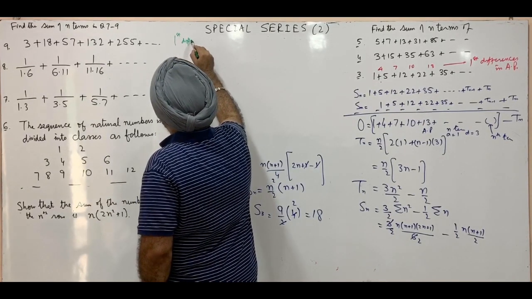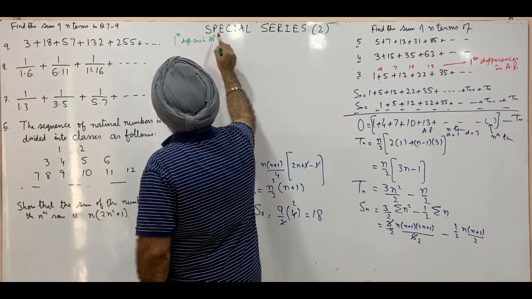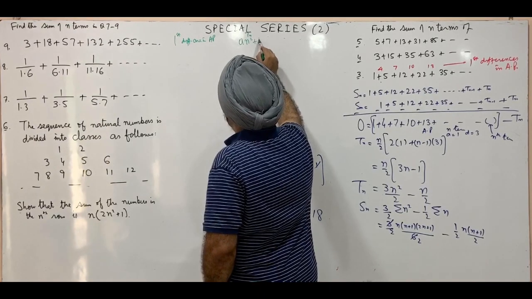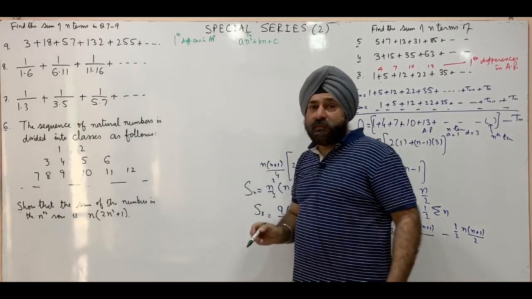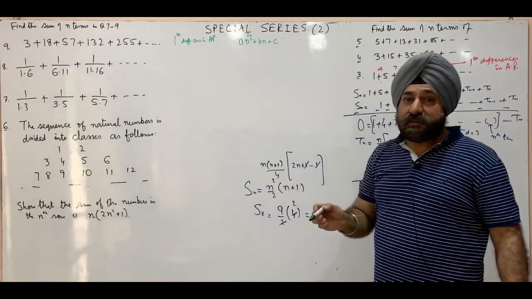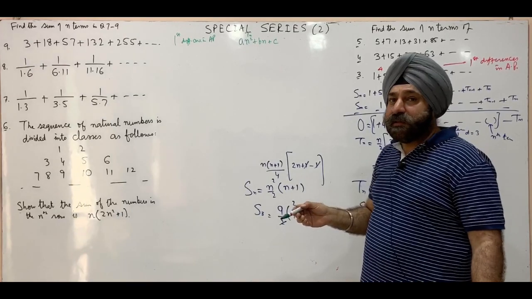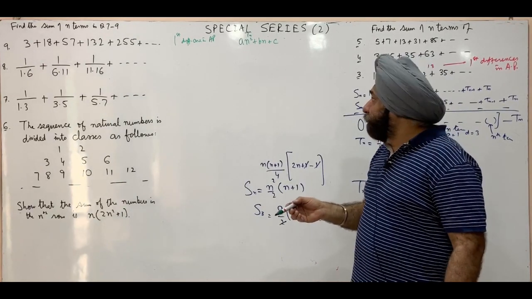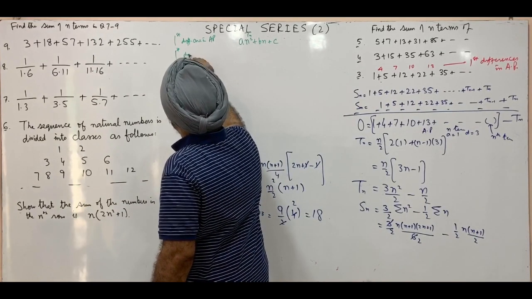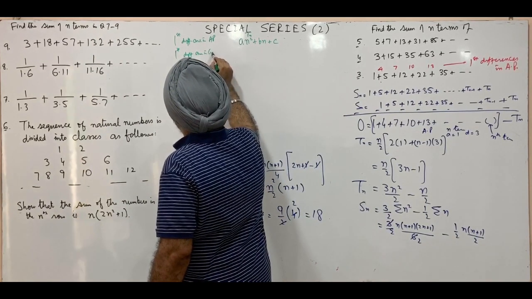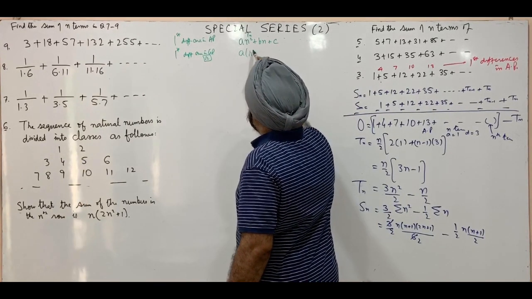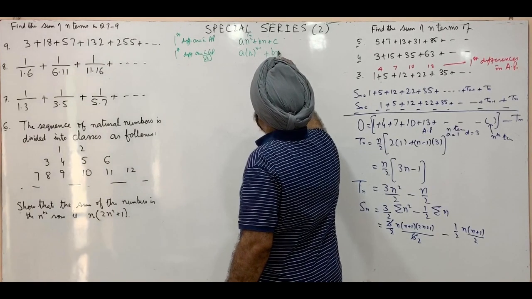If first differences are in AP, then we can write the nth term. This will be of the form an square plus bn plus c. If first differences are in AP, the nth term is of the form an square plus bn plus c. We will find out a, b and c, then apply sigma and we will get the sum. If first differences are in GP with common ratio of r, then the nth term is a into r raised to n minus 1 plus bn plus c.